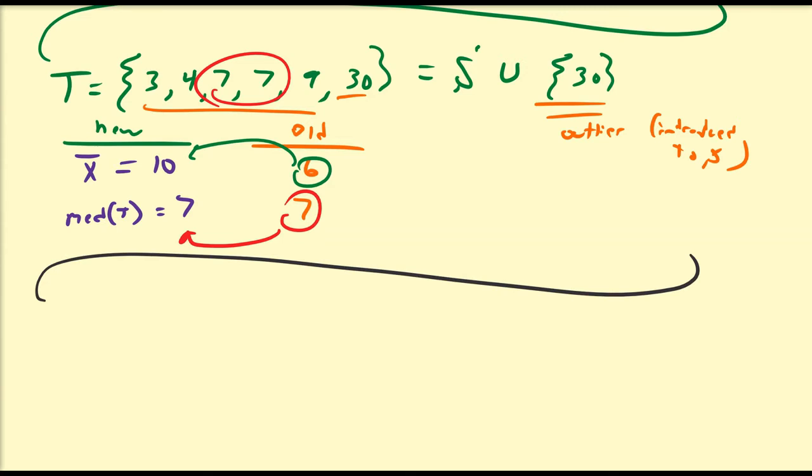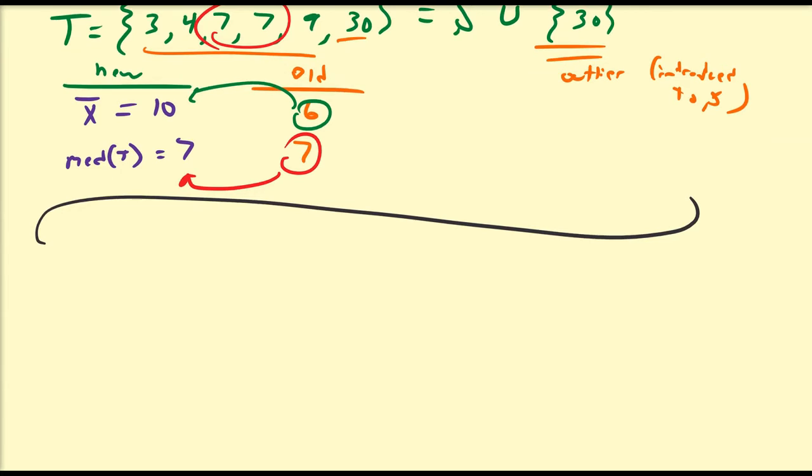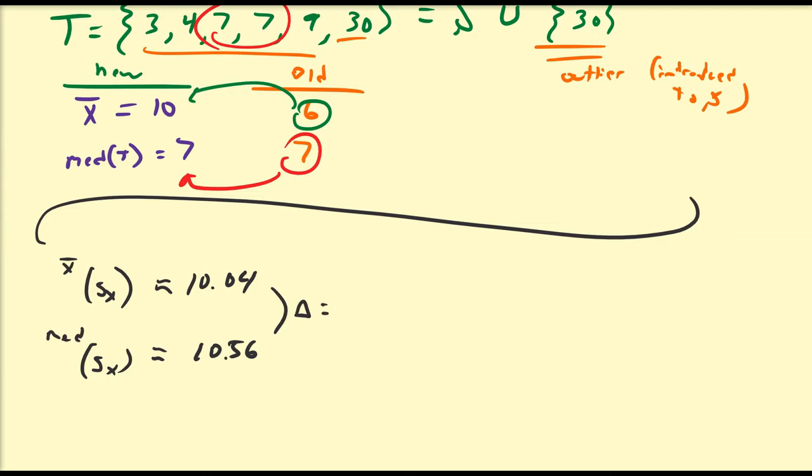So let's bring those values back. If we look at our standard deviation for x based on the mean, we can find that it's approximately equal to 10.04, and the standard deviation of x based on the median is going to be approximately equal to 10.56. So again, we have some difference there, in particular 0.52.